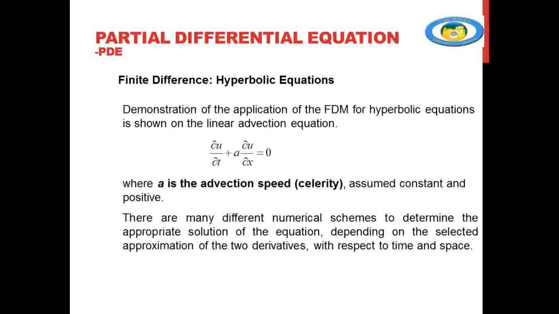The pure advection equation would have the first partial derivative of u with respect to t plus a times the partial derivative of u with respect to x equal to 0. So this is a pure advection equation. If you're talking about a certain wave, then a would tell you the celerity due to the analytical solution. It's assumed to be constant and positive.